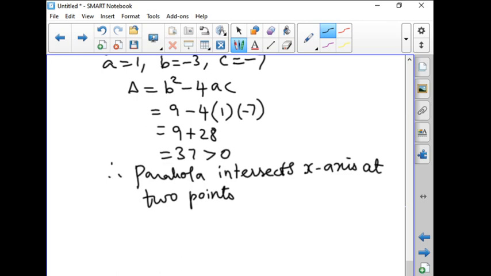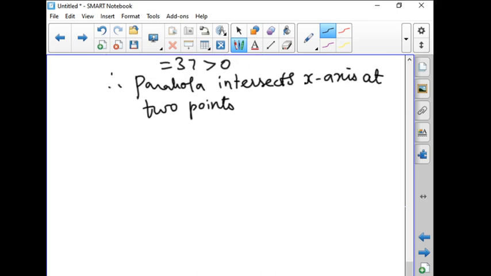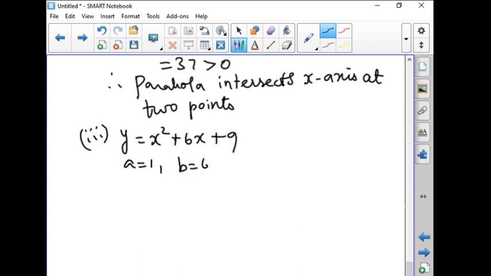If it is equal to 0, it meets the x-axis at 1 point. So let us go to one more problem, that is problem number 3. y is equal to x square plus 6x plus 9. Here a is equal to 1, b is equal to 6, c is equal to 9.